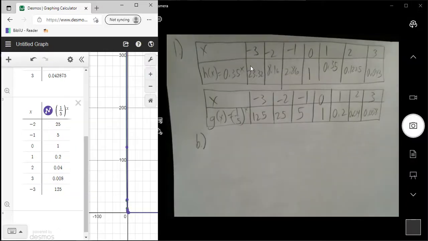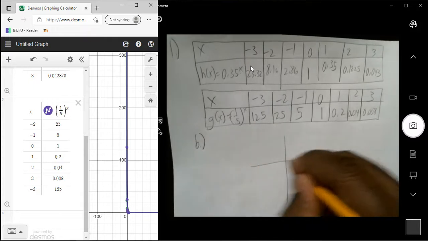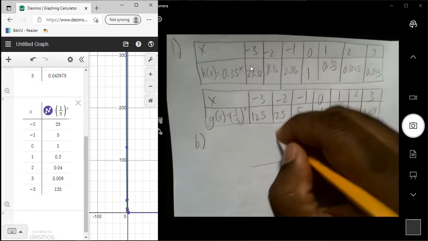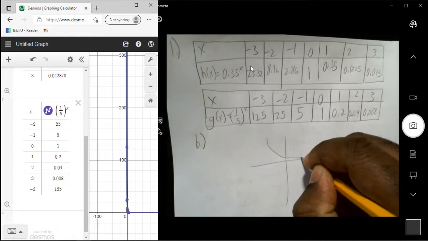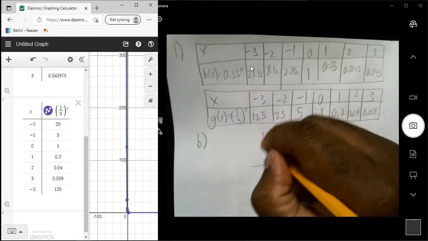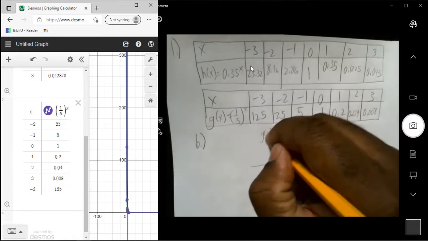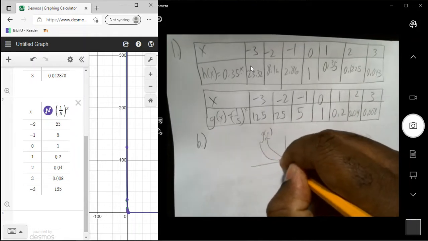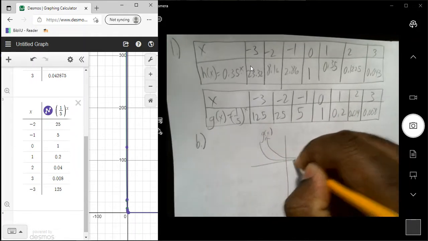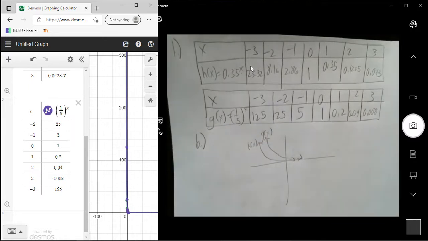But just to illustrate it, if I did a table here, this would be like my G of X, and then my H of X, and neither one of them would touch the x-axis. So just to give a little bit of a sketch.